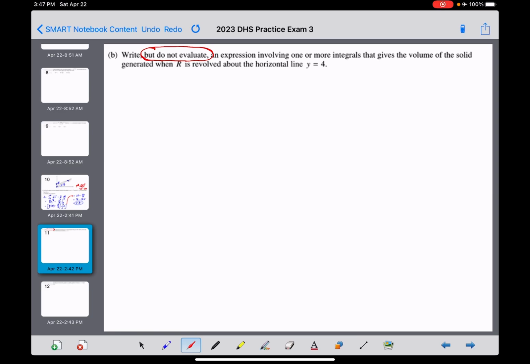And if you miss that important detail in the directions, you can waste a lot of time here trying to come up with an answer that they're not even looking for. So write but do not evaluate an expression involving one or more integrals that gives the volume of the solid generated when R is revolved about the horizontal line y equals 4.